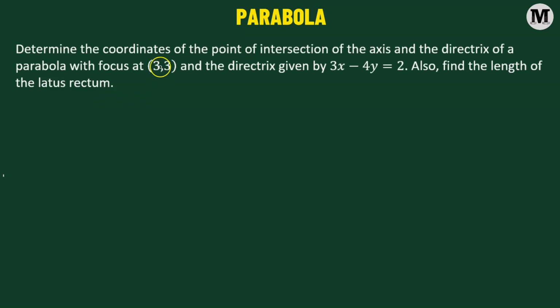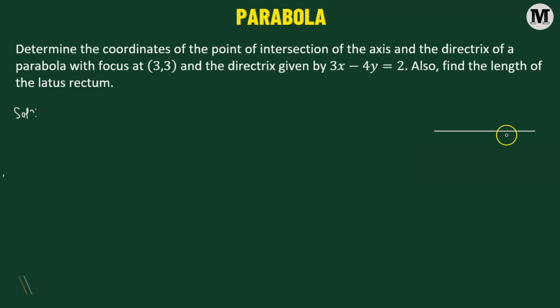So here in this problem, we need to find out the coordinates of the point of intersection of the axis and the directrix of a parabola with focus at (3, 3), and the equation of the directrix is given. We also need to find out the length of the latus rectum. So let's begin.